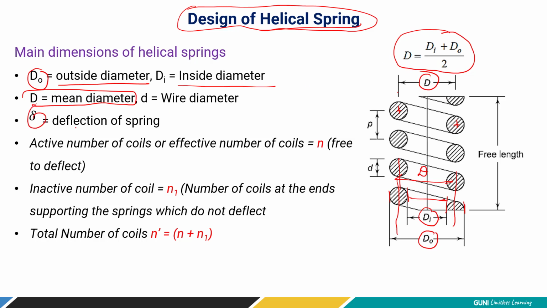Now delta is the deflection of the spring. When you apply load, it is going to deflect. So that deflection, the linear movement, is referred to as delta, in terms of millimeters.